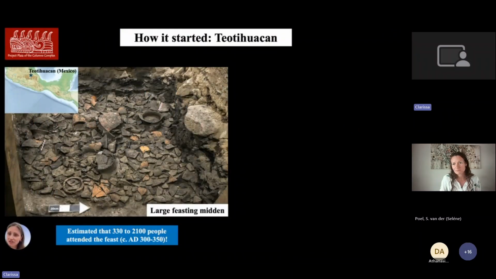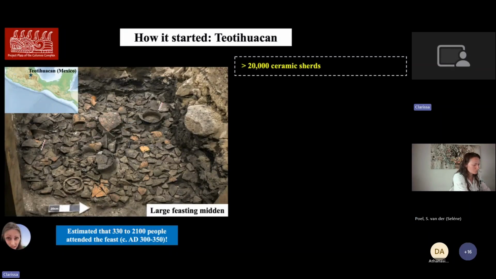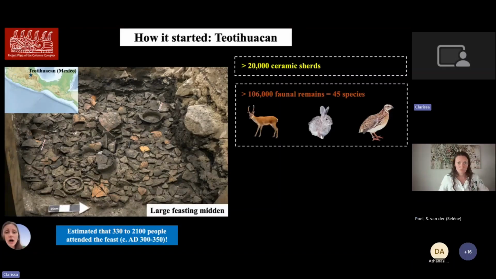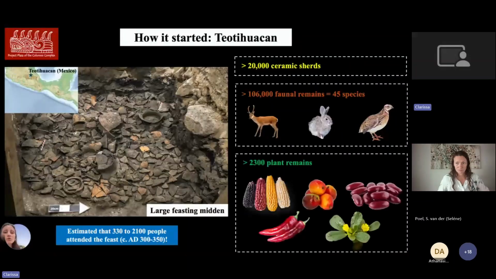So how did my actual project start, the one that I'm currently working on for the Marie Curie? As a project archaeobotanist working at Teotihuacan, again in central Mexico, in the highlands, my colleagues, Nawa Sugiyama and other excavators, came across a very, very dense midden, in other words, a trash deposit. And not only were they able to recover over 20,000 ceramic sherds, they were able to report that there were about 45 different species of animals, including deer, hares, rabbits, quails, including some dogs as well. I was able to document over 2,300 plant remains.